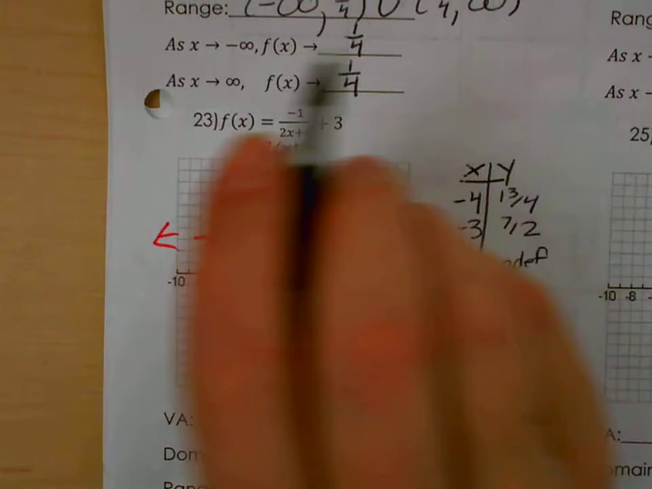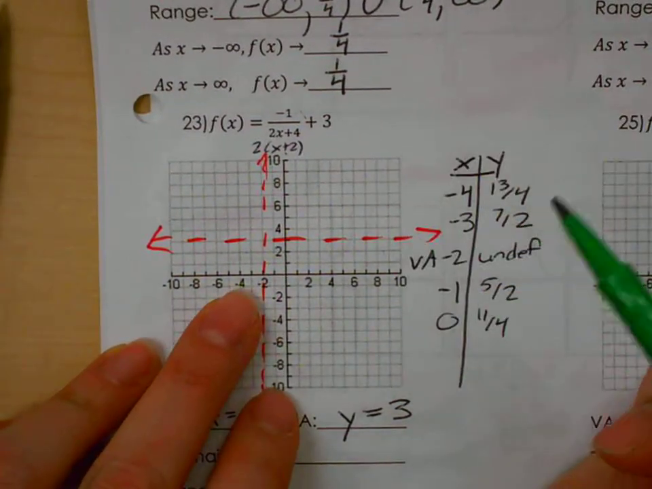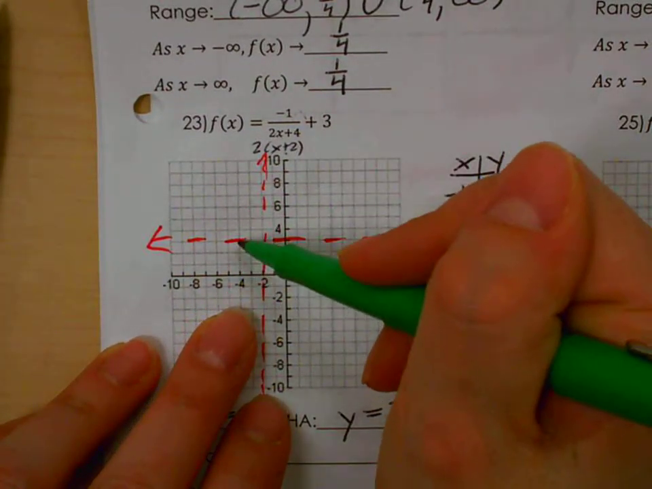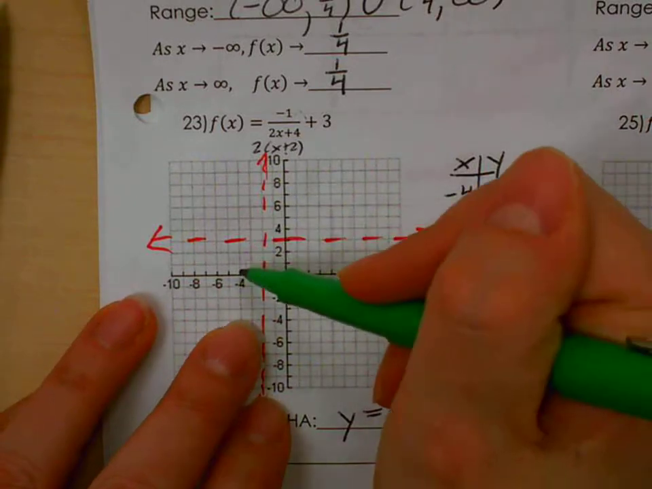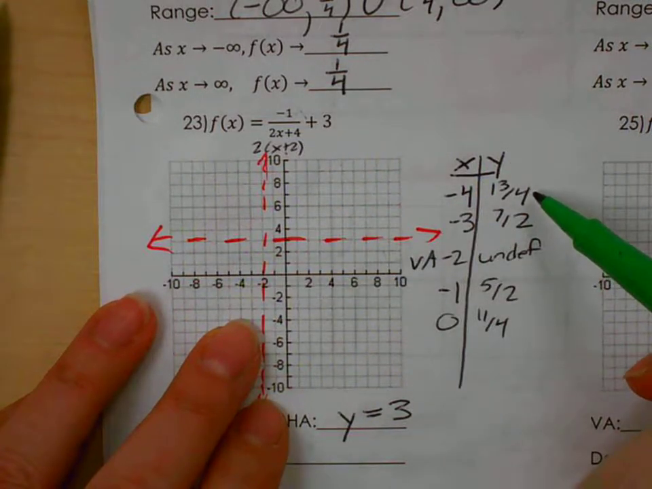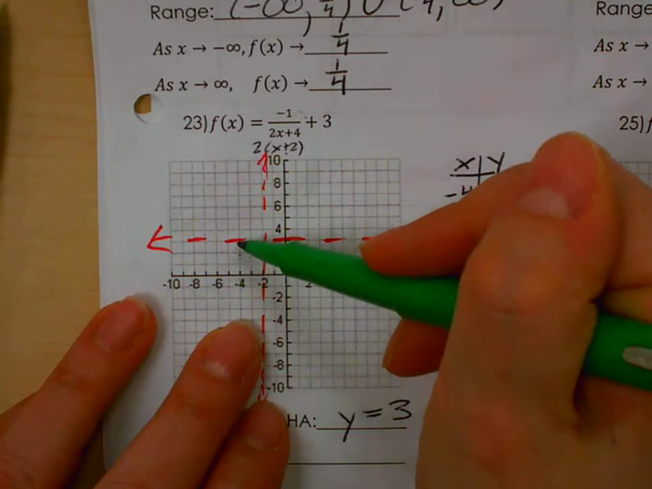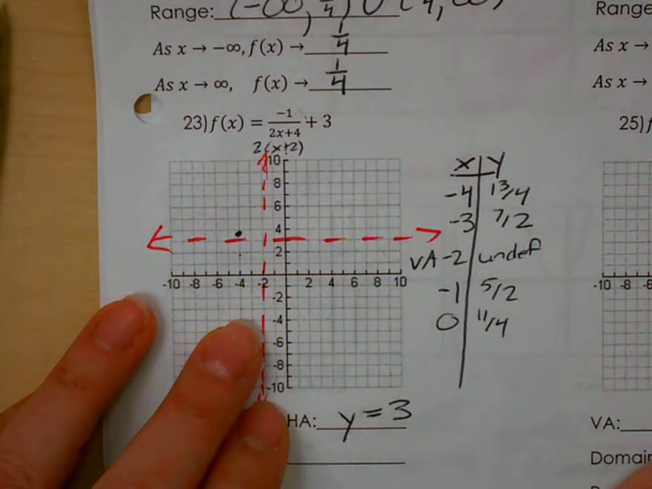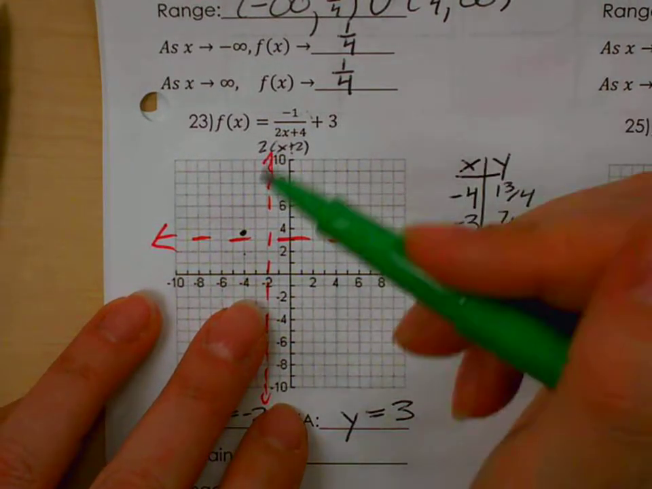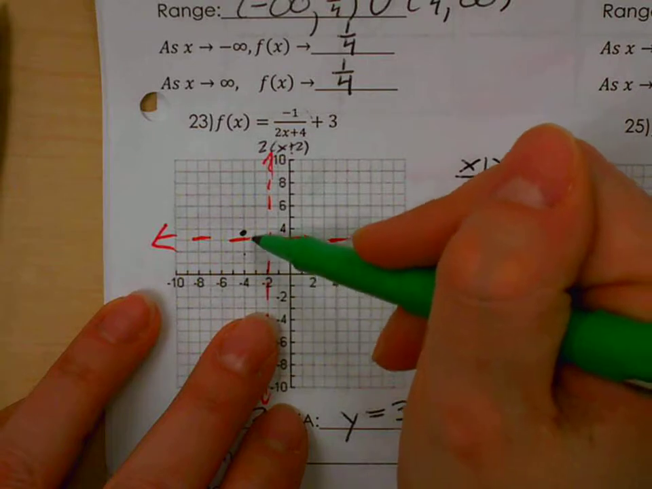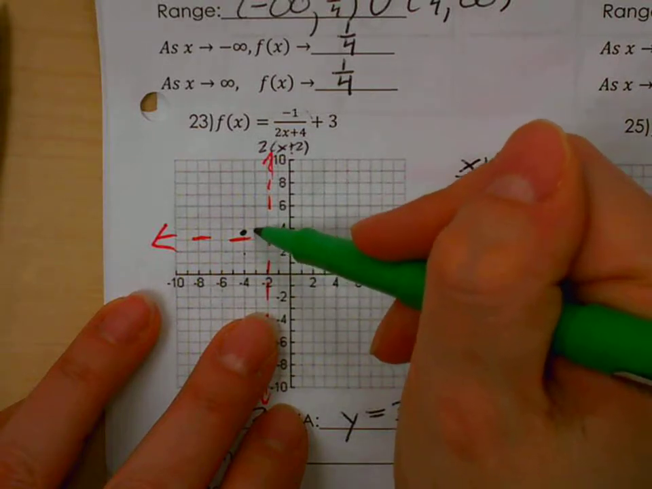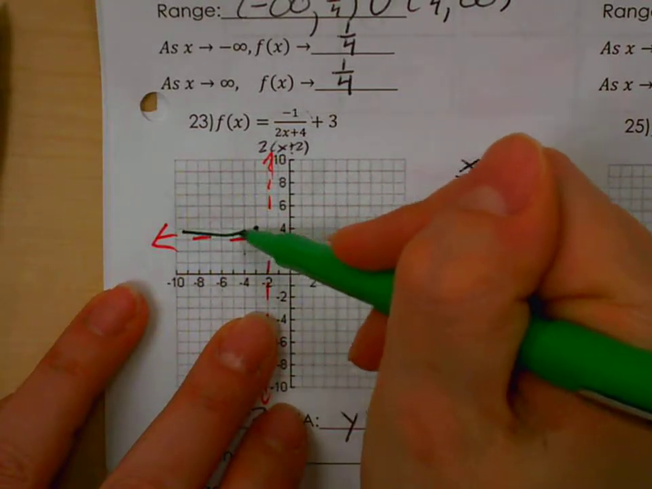So let's graph those. So negative 4, 13/4. So 1, 2, 3, 4. It's a little bit past 3, right? Because 4 times 3 is 12. So we're going 1, 2, 3, just a little bit past. And then negative 3, 7/2. That's 3.5. So 1, 2, 3.5. So this one's going to be like that.